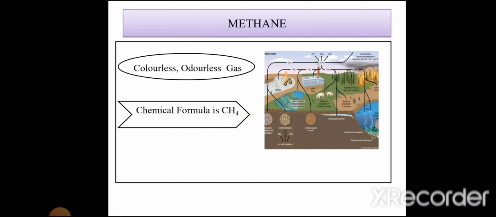Methane is a colorless, odorless gas that occurs abundantly in nature and as a product of certain human activities. Methane is the simplest member of the paraffin series of hydrocarbons and is among the most potent of the greenhouse gases. Its chemical formula is CH4.